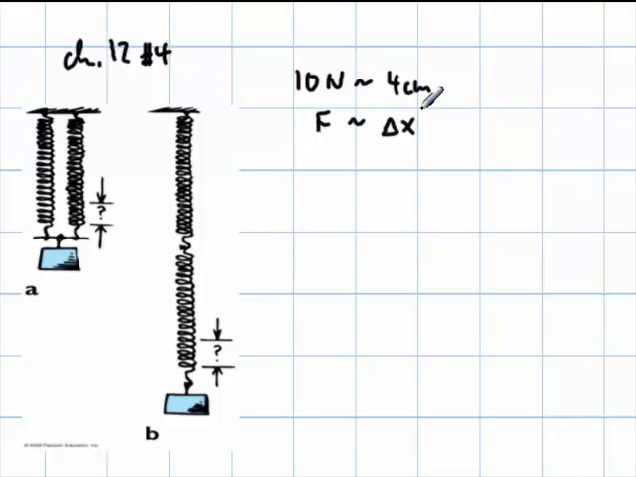Further on it says, how much will the spring stretch if an identical spring also supports the load as shown in A and in B? Well, in A they both share the weight, these two springs, and they're supposed to be identical, so each one of them supports 5 newtons, and therefore each one of them will stretch by 2 centimeters.